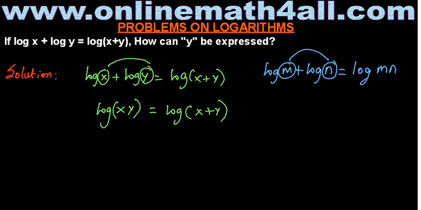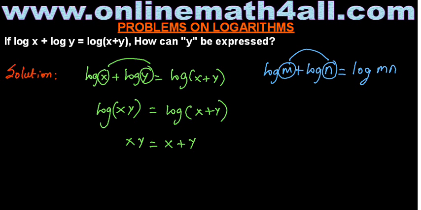Now we have a logarithm on the left side and a logarithm on the right side. Since we have a logarithm on both sides, in our next step we can ignore the logarithm. If I ignore the logarithm on both sides, my next step will be xy is equal to x plus y. I hope the students can understand. Here the students may have a question: can we ignore the logarithm like this? Yes, definitely we can ignore the logarithm like this if you have a logarithm on both sides.